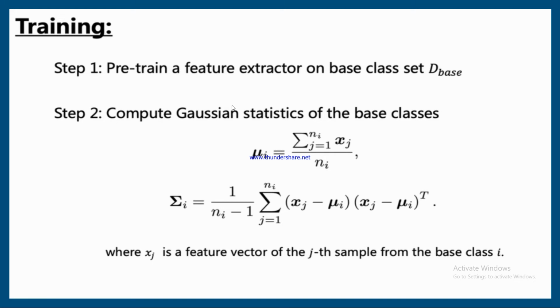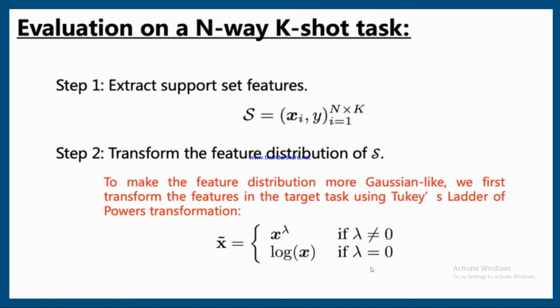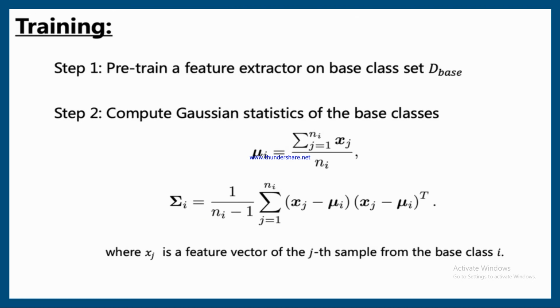In the training step, they first pre-train a feature extractor on base classes, like mini ImageNet, and then they compute the mean and variance. As we have seen, the mean is used for the average appearance. So here they calculate the mean and then the variance, where x_j is a feature vector, the jth sample from the base class. So this is the training phase.